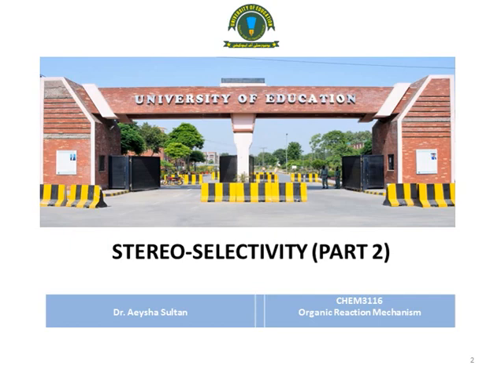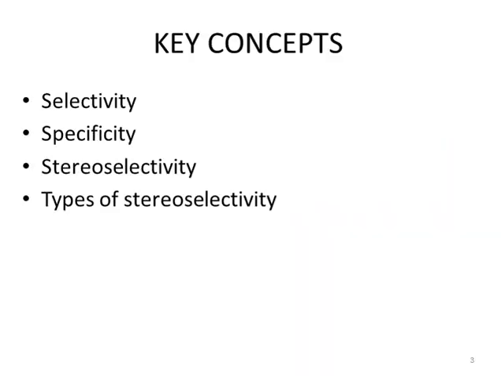In the previous lecture we have studied about the terms of selectivity, specificity, then we saw about the prochirality, the homochirality, enantio-selectivity, enantiotopic, diastereotopic, and we also saw about the Re faces and the Si faces of the carbonyl system and the imine system. So the key concepts of this lecture will be, again we shall have some revision of selectivity, specificity, we shall see about what do we mean by stereoselectivity, and the most important concept which we shall discuss in this lecture will be the type of stereoselectivity.